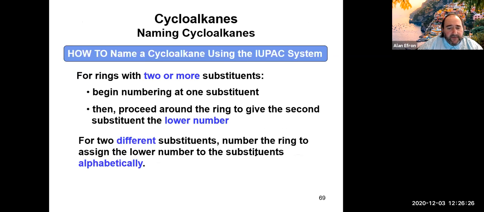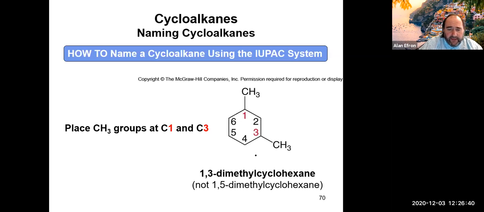Okay, so as I mentioned, if you do have multiple groups attached, we want to go either clockwise or counterclockwise, whichever way gives that group the smaller number. So here we would have 1,3 dimethyl cyclohexane, and starting at this one and going clockwise gives us a 1 and a 3. If we went the other way, 1, 2, 3, 4, and 5, that would be 1 and 5, which would be a larger number. So you could go clockwise, you could go counterclockwise, whichever way gets you that lower number.